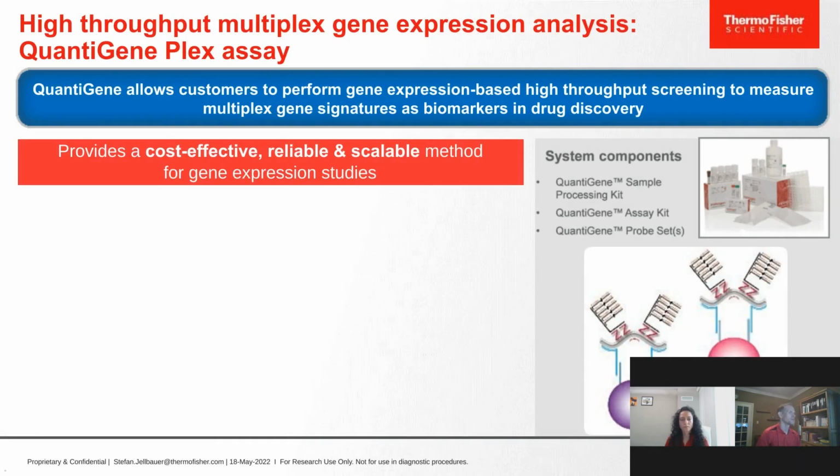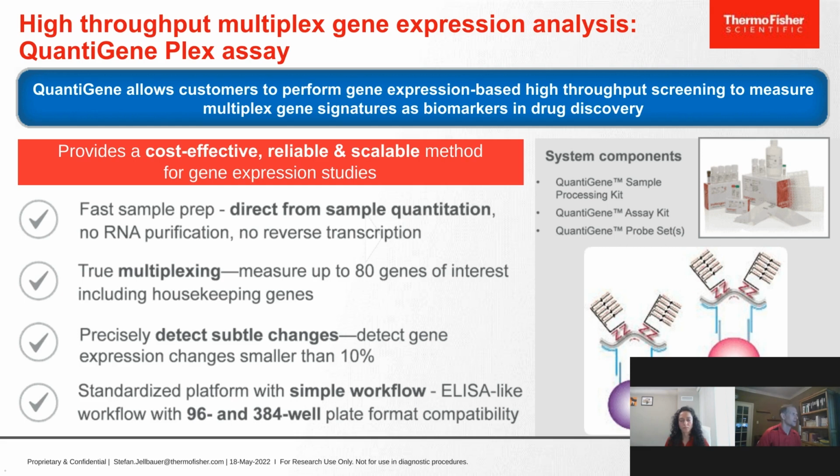For the remainder of this presentation, we'll focus on the QuantiGene Plex assay for multiplex gene expression analysis and showcase automation options for this high-throughput assay. This assay relies on the so-called branched DNA technology, which amplifies the signal and not the target as you do with your traditional qPCR gene expression technology. It is a cost-effective, reliable and scalable method for general gene expression studies, but it is also used extensively in high-throughput screenings to measure gene signatures and biomarkers, for example, in drug discovery.